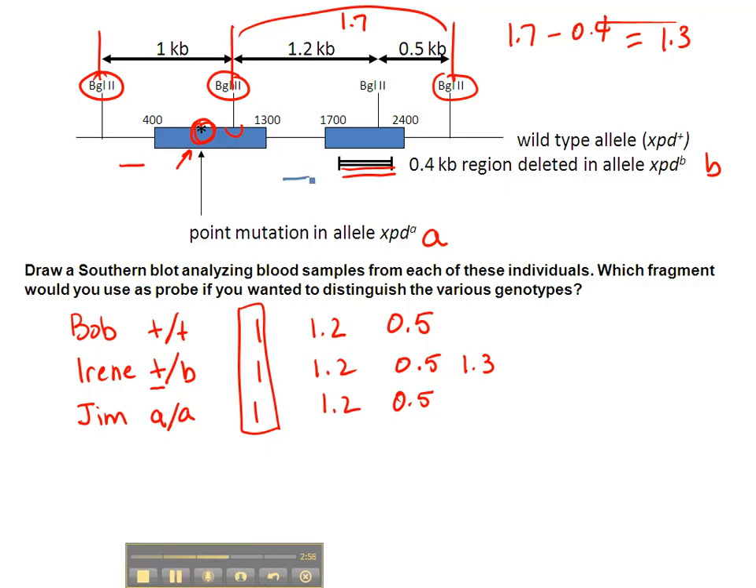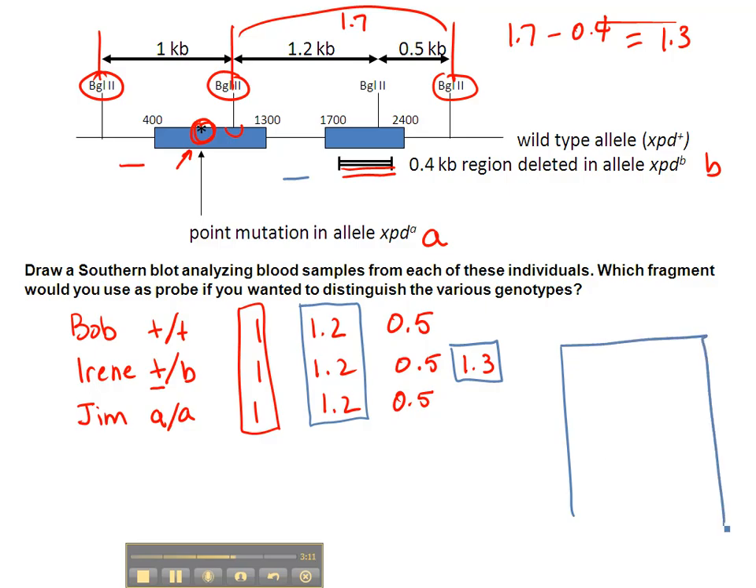If we put the probe in the 1.2 kb region, again, it's going to hybridize to a fragment that's present in all 3 individuals, but it will also hybridize to the 1.3 kb fragment that's present in Irene. So we can draw out the gel and see what the bands will look like for Bob, Irene, and Jim. As we said, there's going to be a 1.2 kb band that's present in all 3 of them, and then Irene, in addition, will have a 1.3 kb band. So we're able to tell the difference between the B allele and the wild type allele with this method.